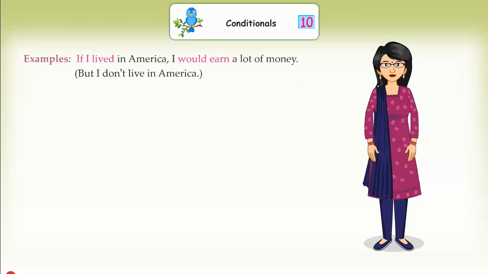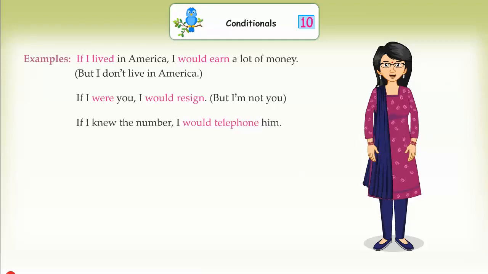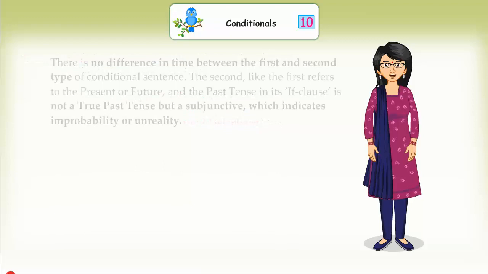Examples: If I lived in America, I would earn a lot of money, but I don't live in America. If I were you, I would resign, but I am not you. If I knew the number, I would telephone him.